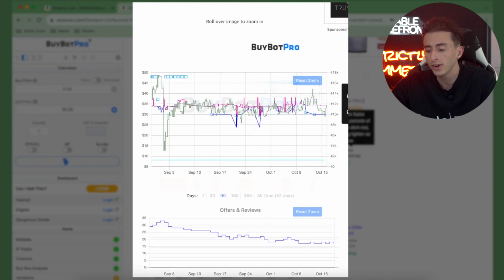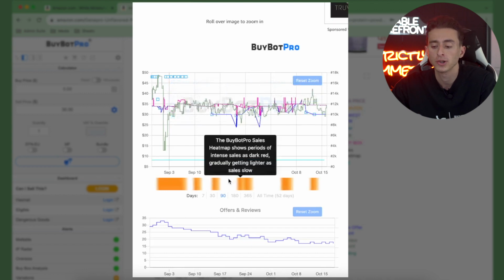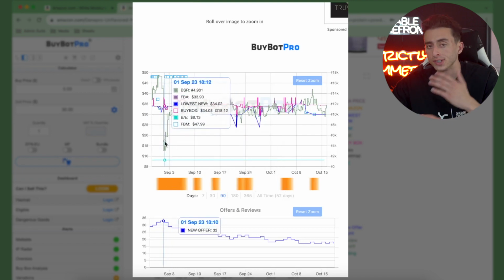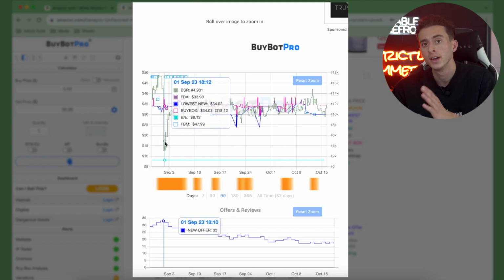Something else that's cool is we look at the sales heat map to determine how much the product is actually selling in certain times. So we can see in the past 90 days, it went through heavy points of selling a lot and the rank drops. You can see all these things. These are the important pieces of information that we need to look at to make a decision.